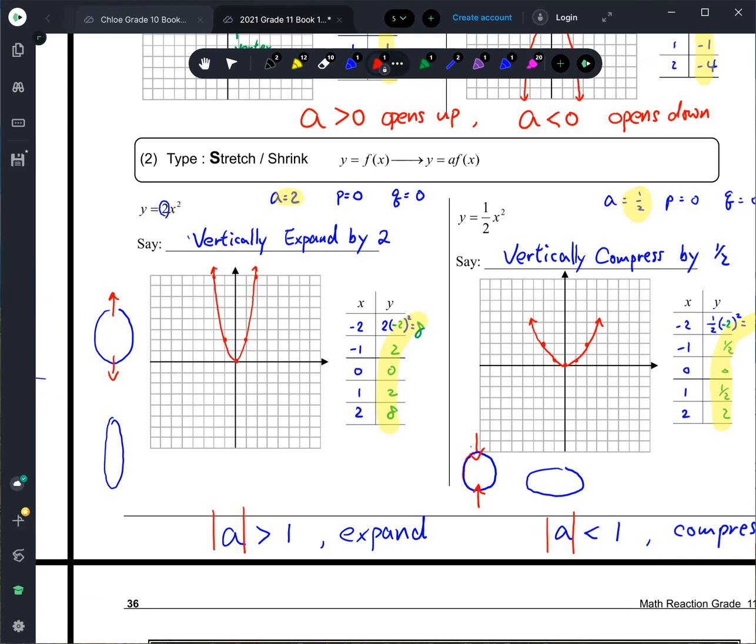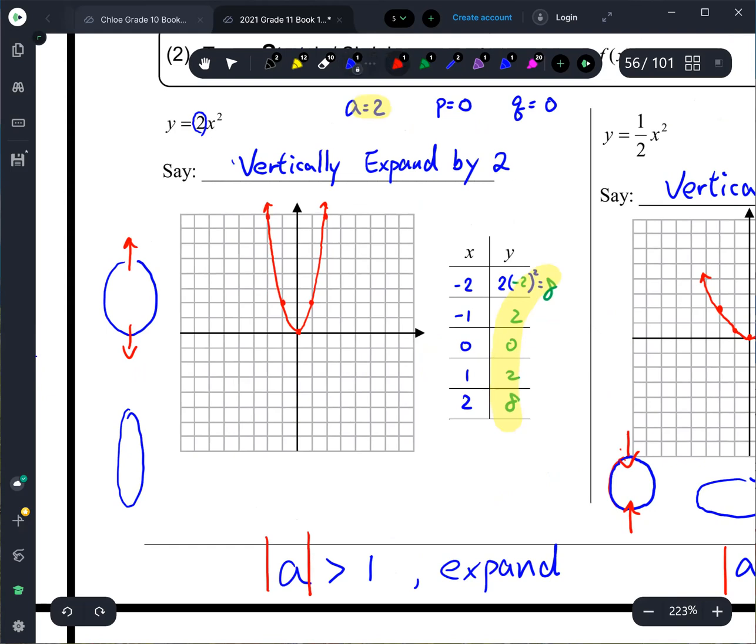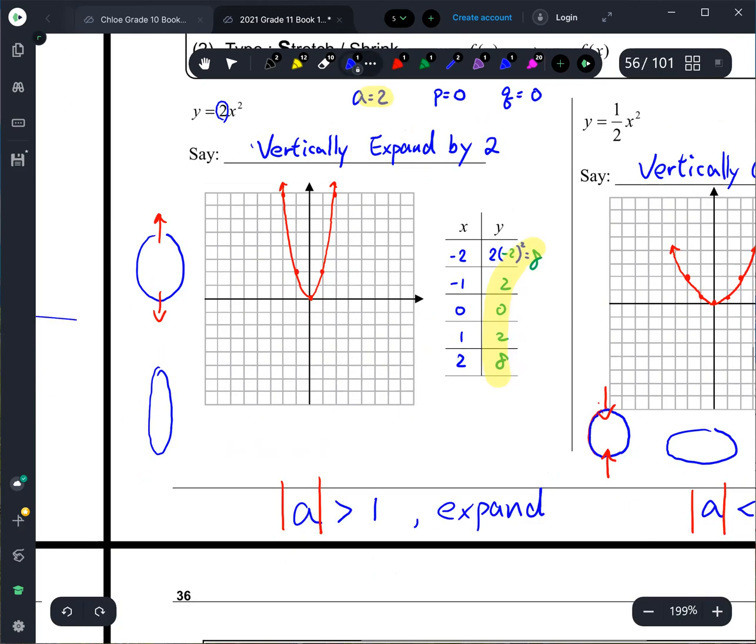Only 4 people heard of absolute value? Okay, so I'll explain what that means. Absolute value is telling you to ignore the negative sign. For example, let's say the equation is y equals -2x squared.